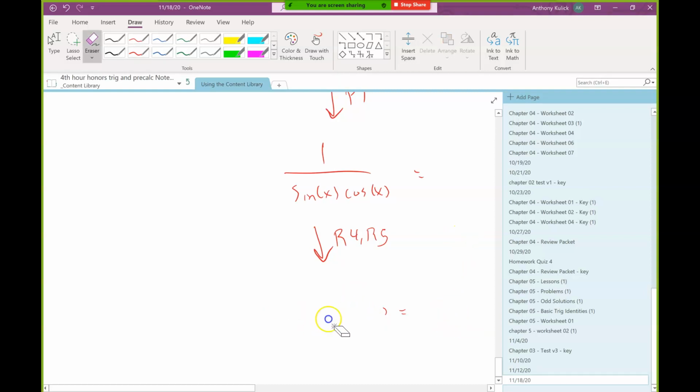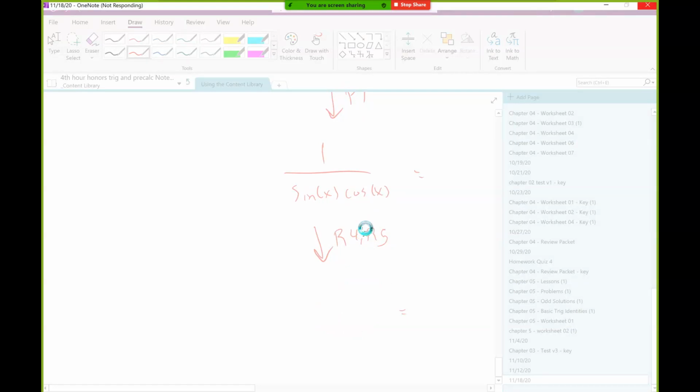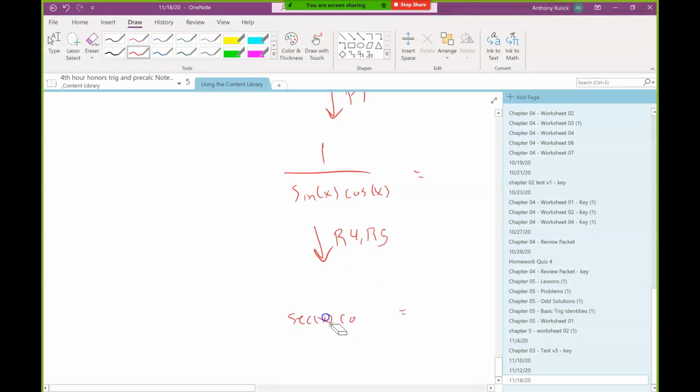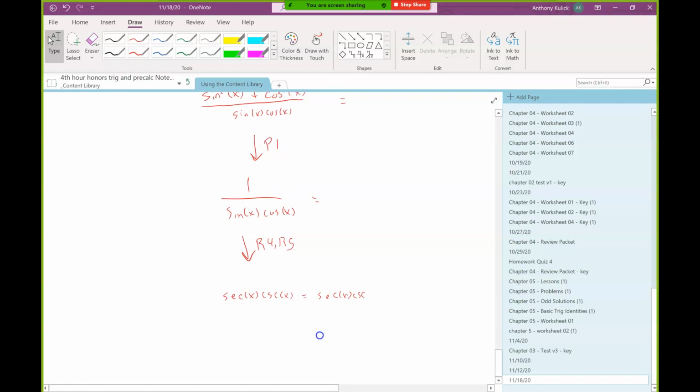Well, really, I should write them in the opposite order, right? Because secant was first on the other side. Can you scroll up a little bit? Yeah, as soon as my thing stops lagging on me. Sweet. And we're done. Was that enough?